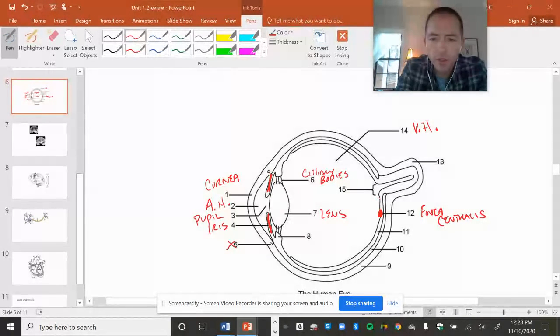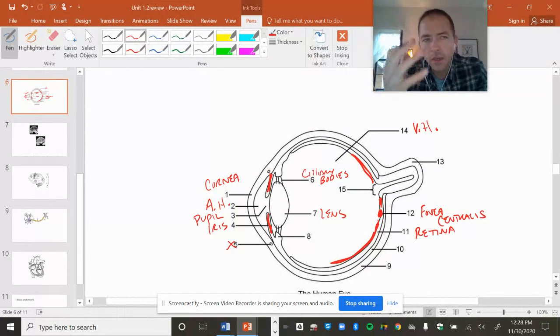But you still get reception on this disc right here in general. And that whole disc, that spot, the fovea centralis is within it, is number 11, which is the retina. So the retina is this cup, the inner cup of your eye, that you have the rods and cones, right? We talked about those, receiving information of light energy.